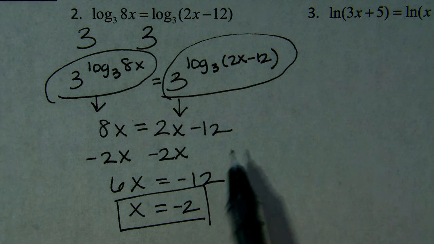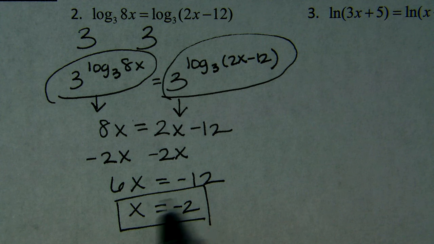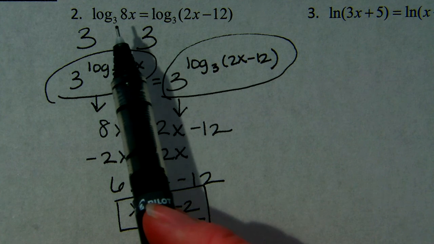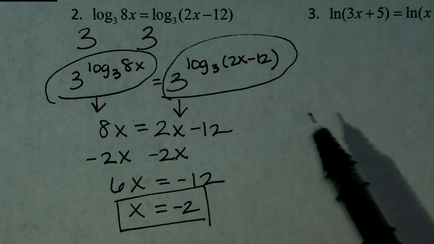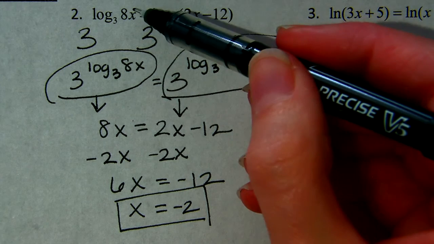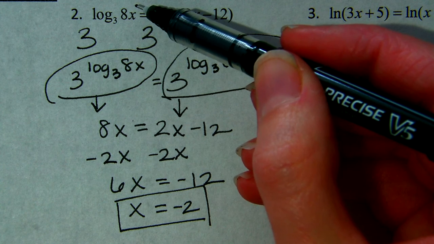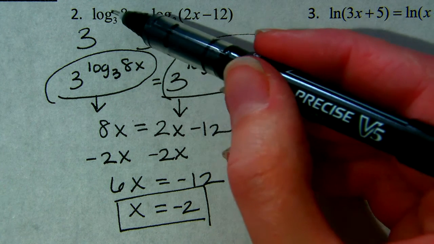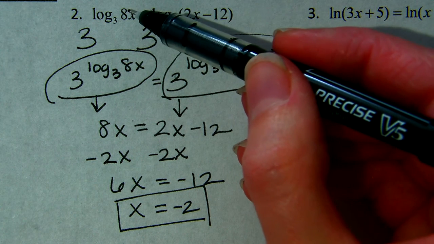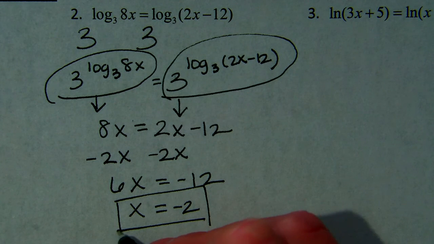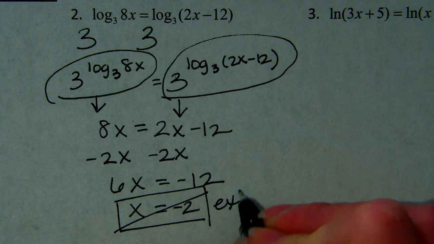Now, we want to make sure that if we plug that number into our original equation up here, it's not going to give us log of a negative number. So if I take negative 2 and plug it in for x, 8 times negative 2 is negative 16. I cannot take log base 3 of negative 16. It doesn't work. And so what we do is we say, that solution doesn't work. It's extraneous.